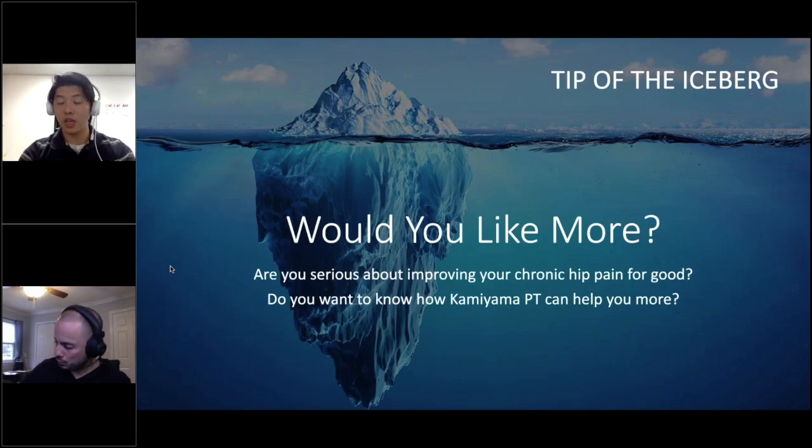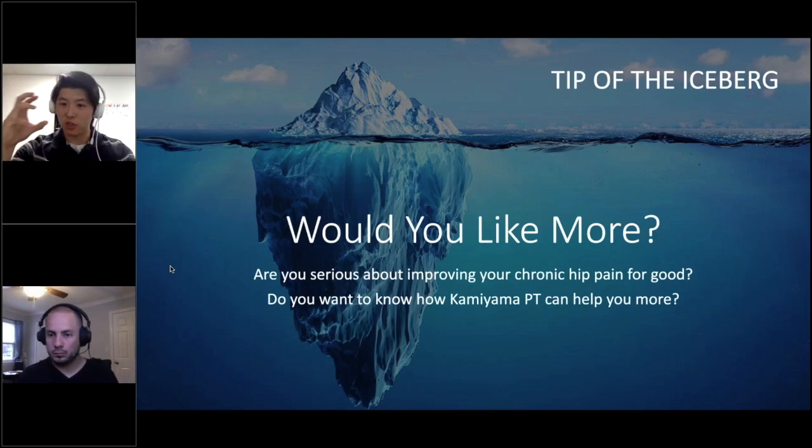But know that this is the tip of the iceberg, because there's just so much under the reasoning behind everything. That's what usually allows you to progress a little further. But I hope you got something out of it today.